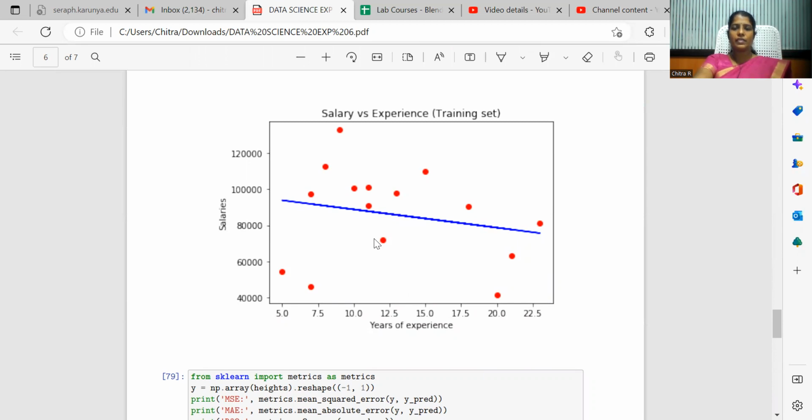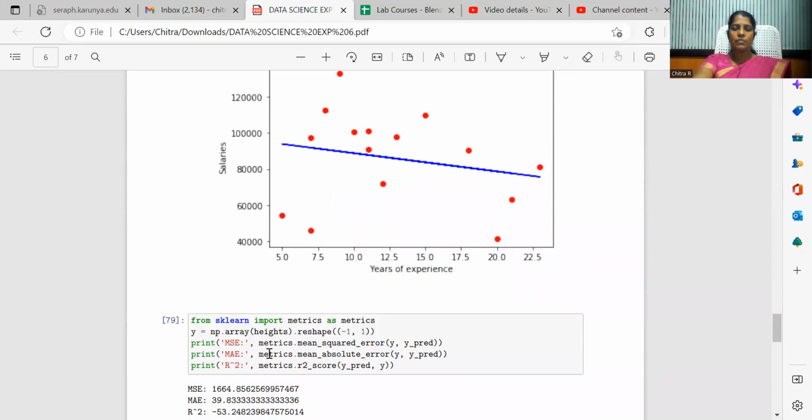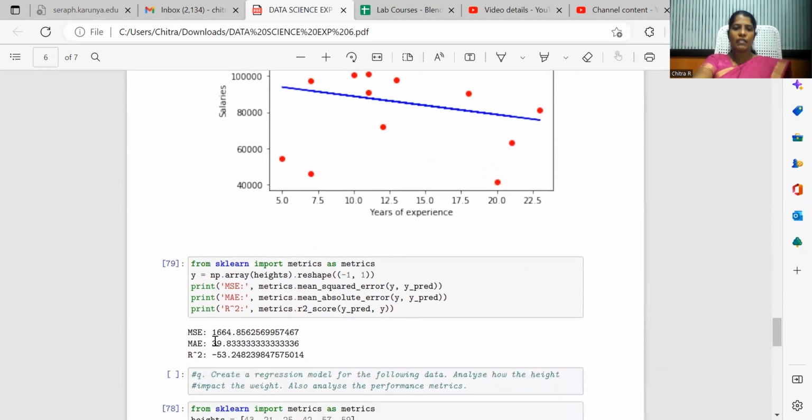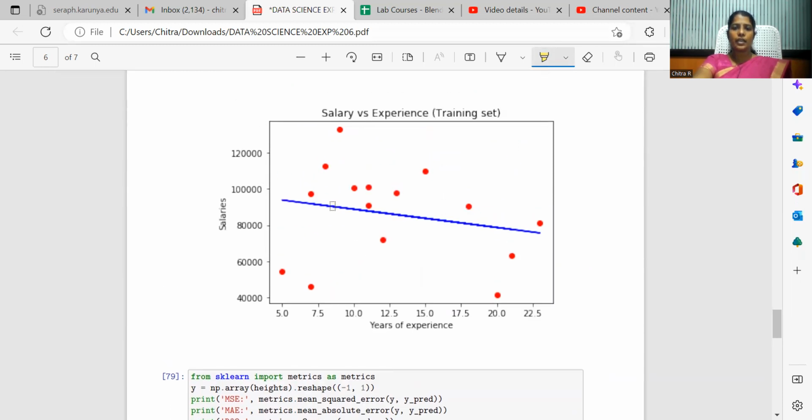Here the salary versus experience has less significance. The data points are scattered everywhere and not close to the line, and the error is also high. So in this example, the mean square error, mean absolute error, as well as the R square error values are high, because this is not an appropriate data set for this regression analysis. If it is a good data set, all these data points coincide nearer to this line, then it will be a good model. If it coincides with the line, this is a good model.